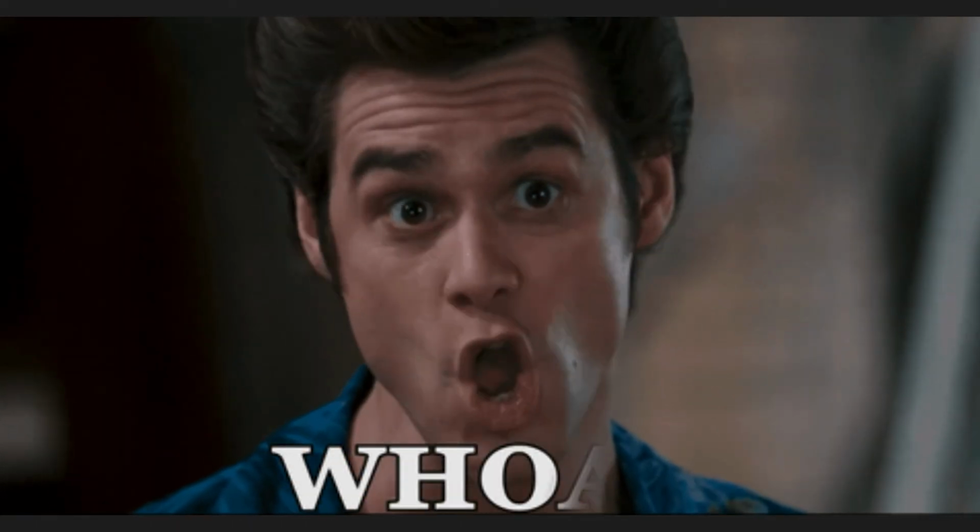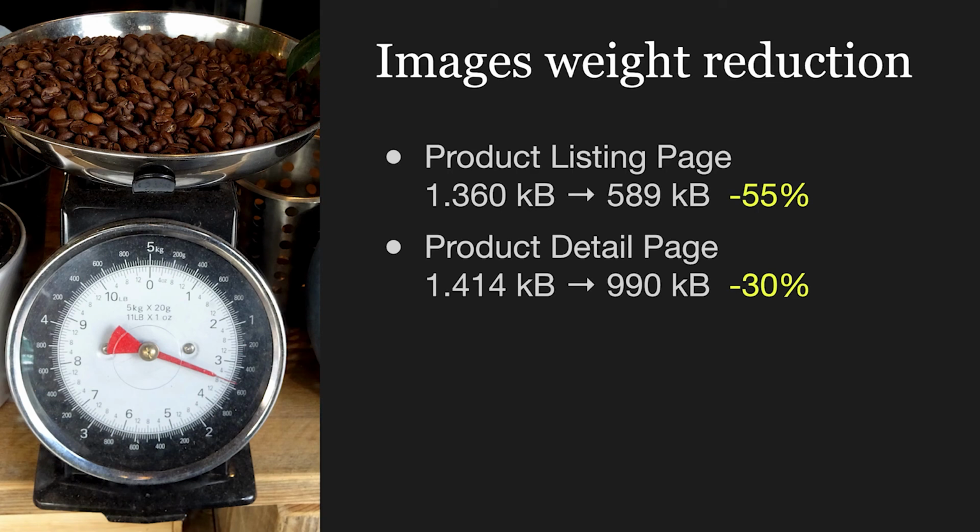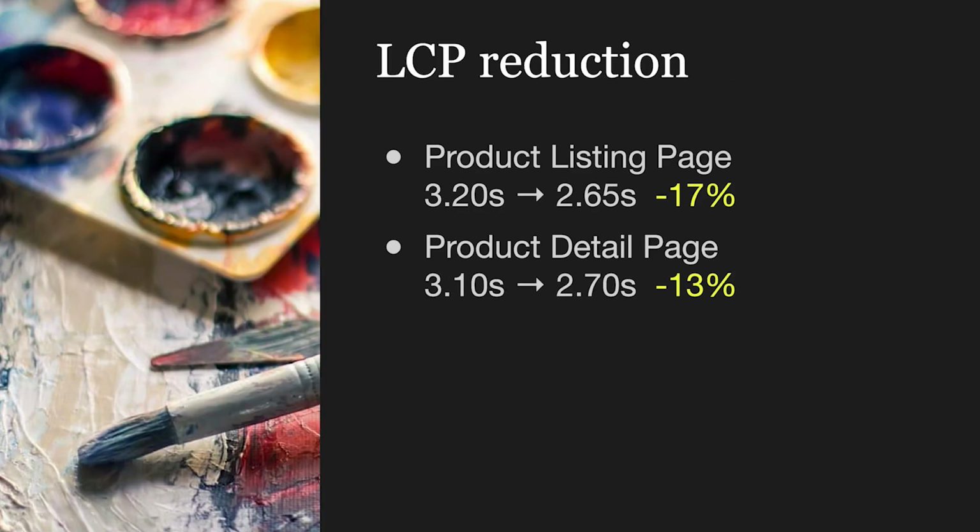Whew. This can be mind-blowing, can't it? So you might be thinking, what's in it for me? When we applied these optimizations on an e-commerce website, we got an image weight reduction of 55% on product listing pages and 30% on product details pages. The largest contentful paint was reduced by 17% on product listing pages and by 13% on product detail pages.